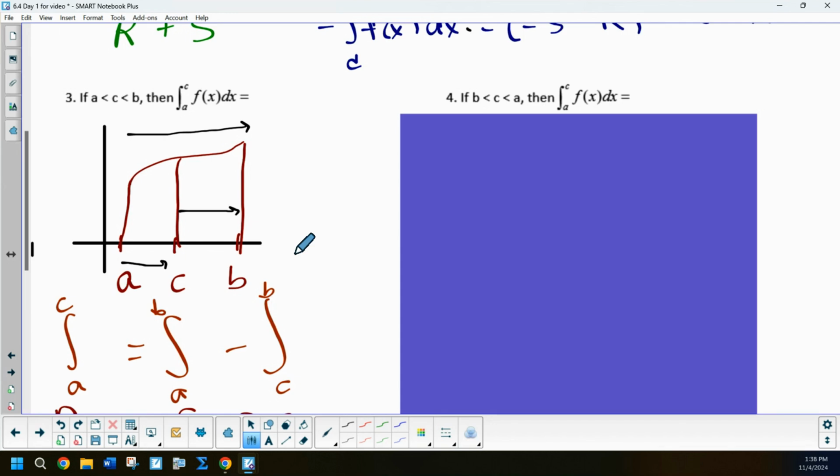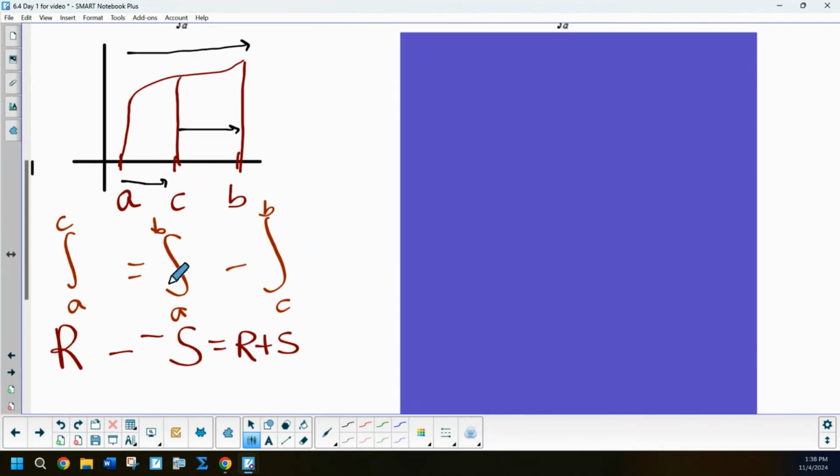Okay, so, well, now I can look up above and see what I have. Well, I know that from A to B is R. So this is from A to B, and I'm subtracting. And then from C to B is negative, right? So from C to B is a negative S here. So then when I do R minus a negative S, well, look at that. I get R plus S again.